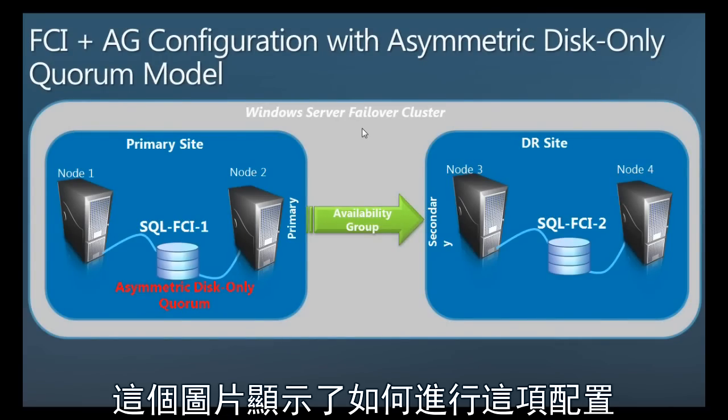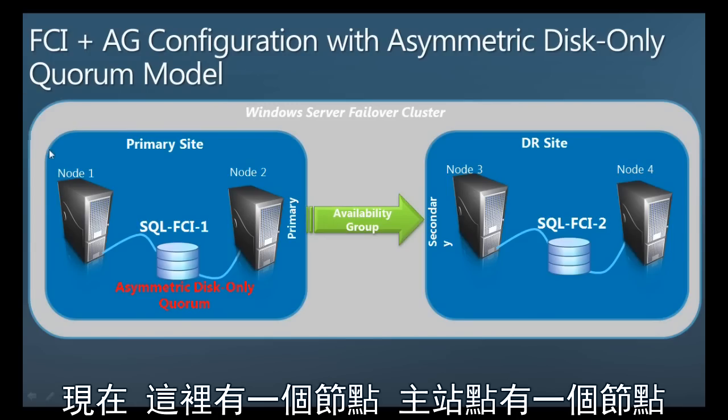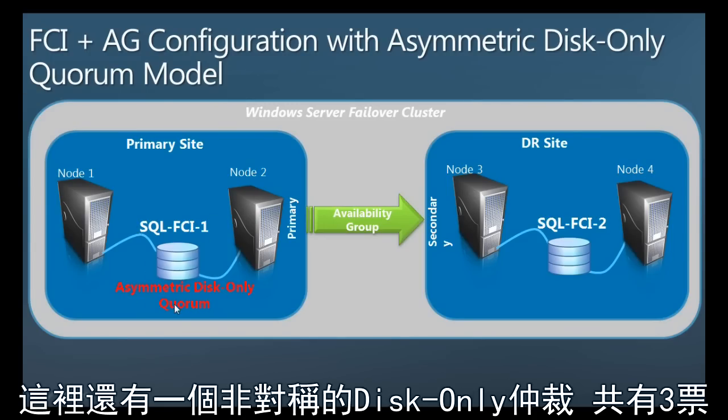So here's a picture to show you how to configure this. Now you have 1 vote here, 1 vote here from the primary side, and you have an asymmetric disk only quorum from here. So you have 3 votes total.